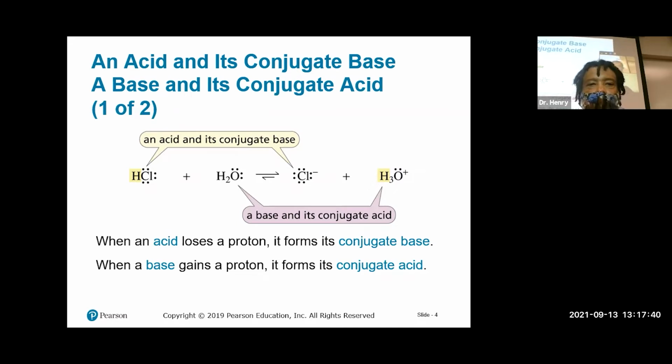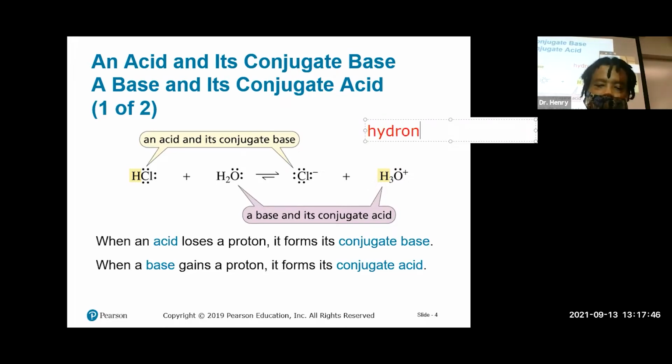I know it's like, God, you're talking about all this stuff that we already know. We know this like the back of our hands, right? Hydronium.